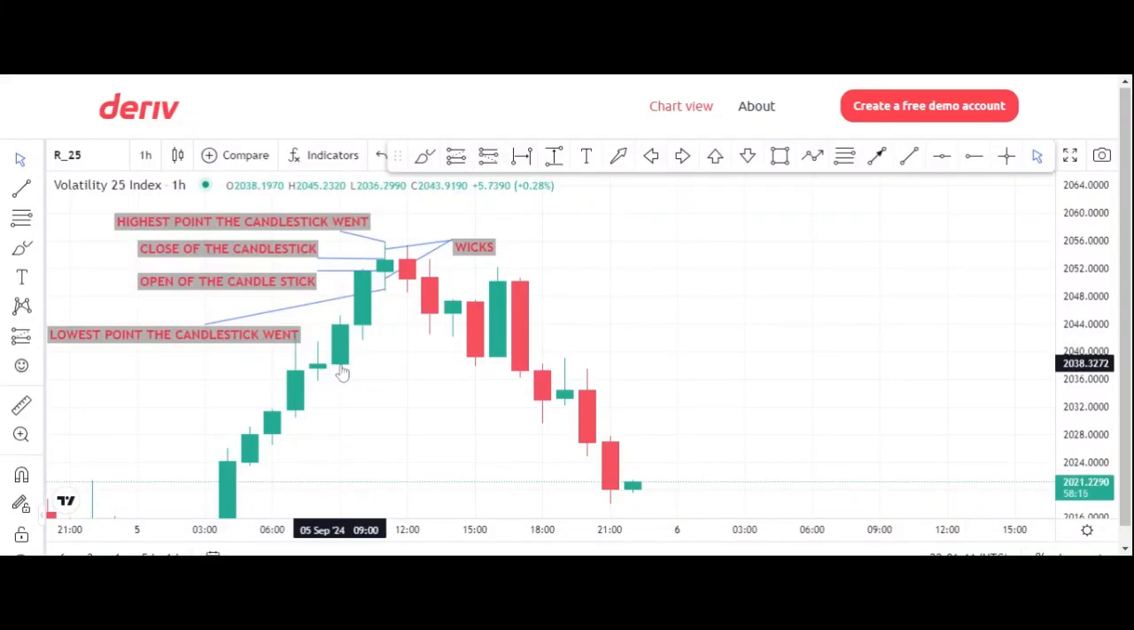So talking of how the candlestick forms, it opens and moves down, then after the wick, it goes up and forms the upper wick, then closes. And the same thing repeats itself for the other candlesticks.